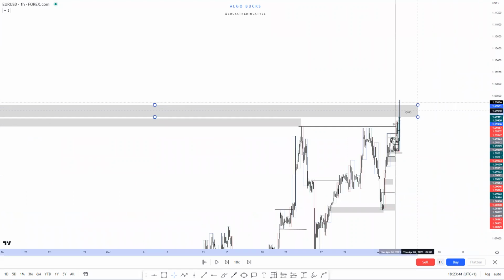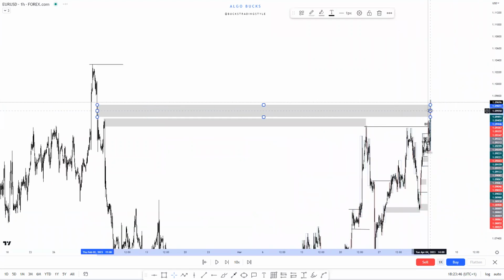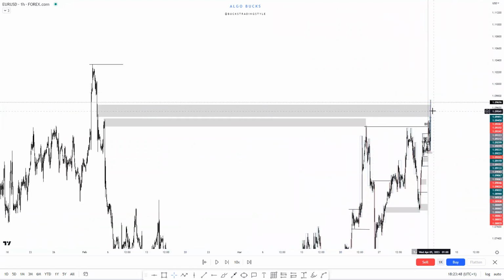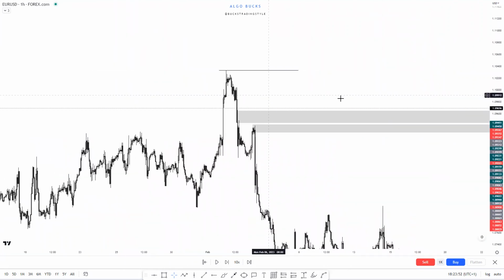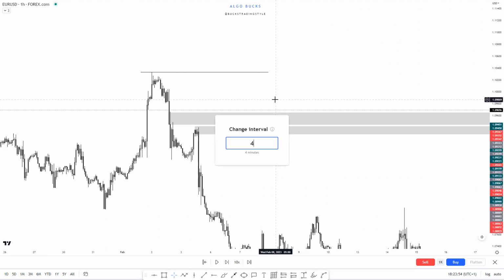Yeah. So if price does this, took out this blue right here. Price took out the 4-hour POI. They're probably then going to be looking at what price will react from. So let's go on the 4 hours.